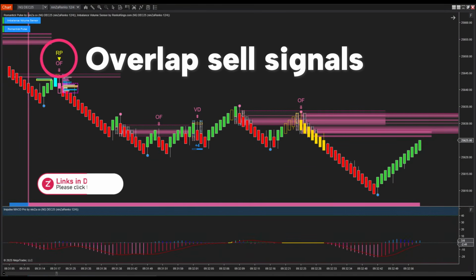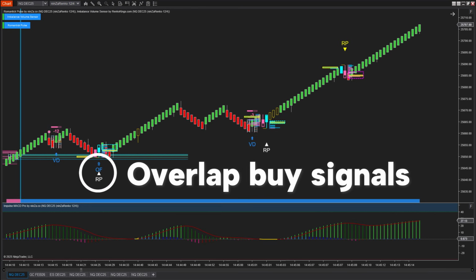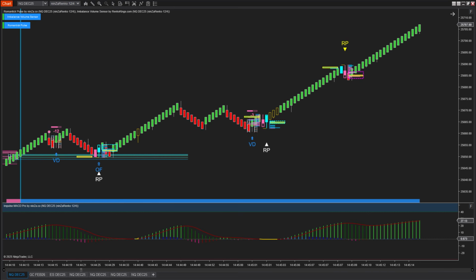Another powerful tip for filtering high-quality signals is to watch for overlap signals between imbalance volume sensor and Romantic Pulse. When both indicators trigger at the same location, it often means price has tapped into an imbalance zone and is reacting in a way that aligns perfectly with the intended direction of that zone. Imbalance volume sensor highlights where the market previously lost balance, and when price revisits these areas, smart money often steps back in. If Romantic Pulse fires at the same moment, it confirms that order flow and momentum are stepping in strongly, a sign that buyers or sellers are reclaiming control right at a critical level.